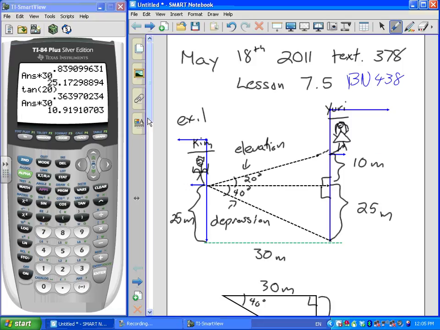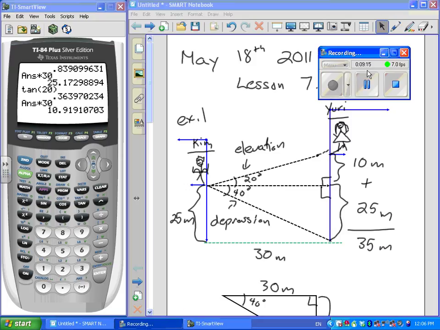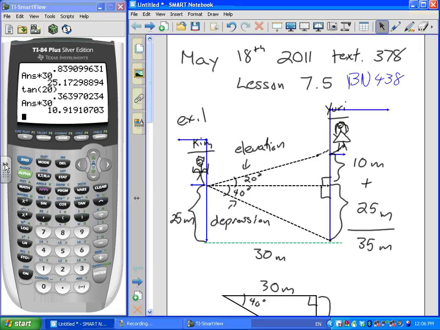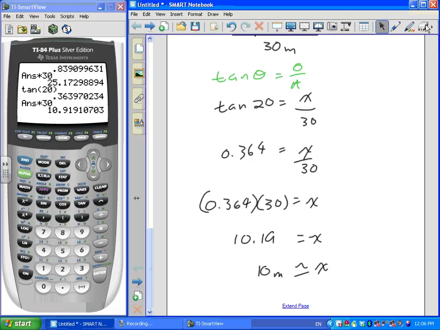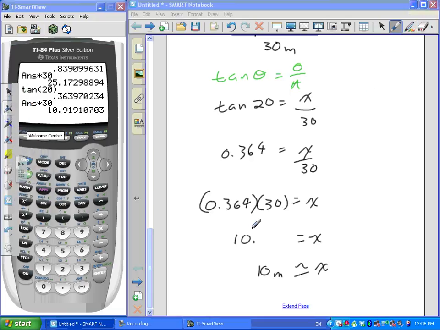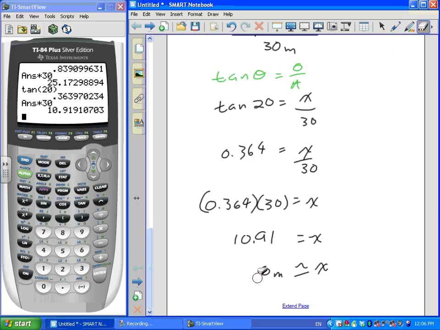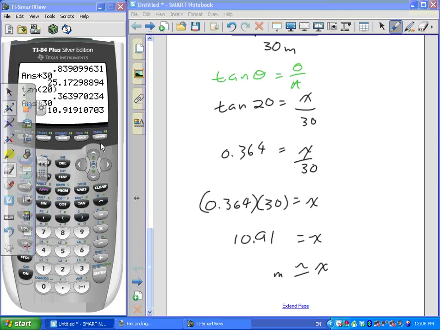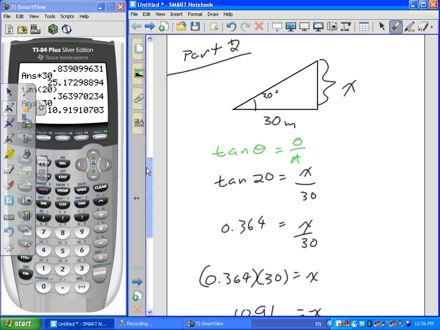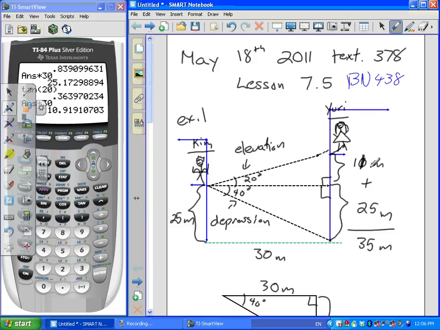That's right. We just add the two together. Yuri's balcony is 35 meters off of the... Sorry, maybe it should be 10.91, which means it rounds to 11. Thank you for pointing that out. 10.91, which means this rounds to 11. So how high is Yuri's balcony off the ground now? 36 meters. Okay? We have 36 meters now.